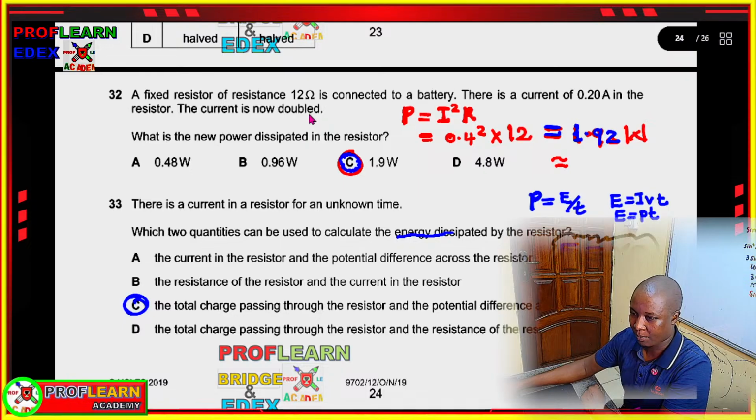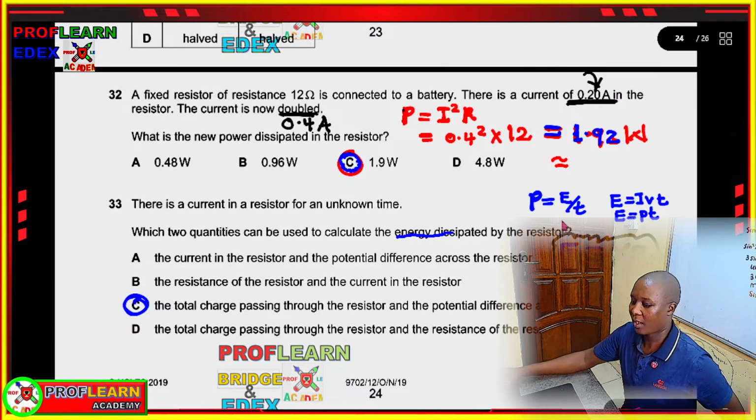The current is doubled. So first we need to remember that power is equal to I squared R, so that we can apply this formula. We are told the current is doubled, so this value that we were given here was to enable us to know that this current here is going to be 0.4 amperes. That's why you are given this value that we have here.